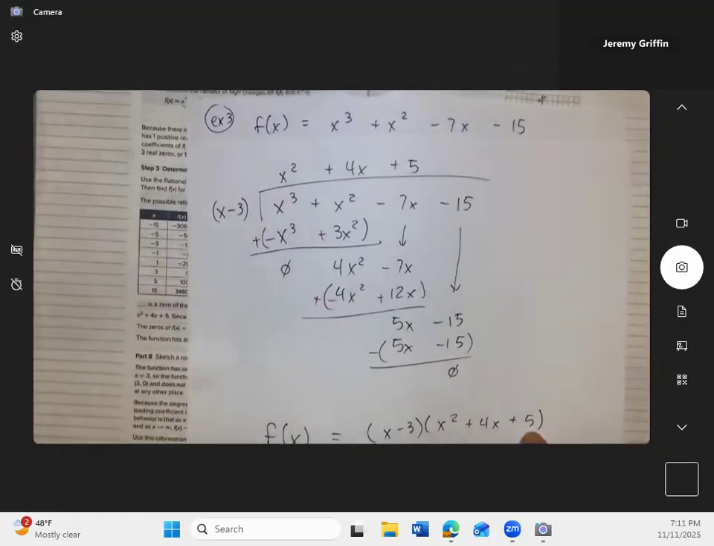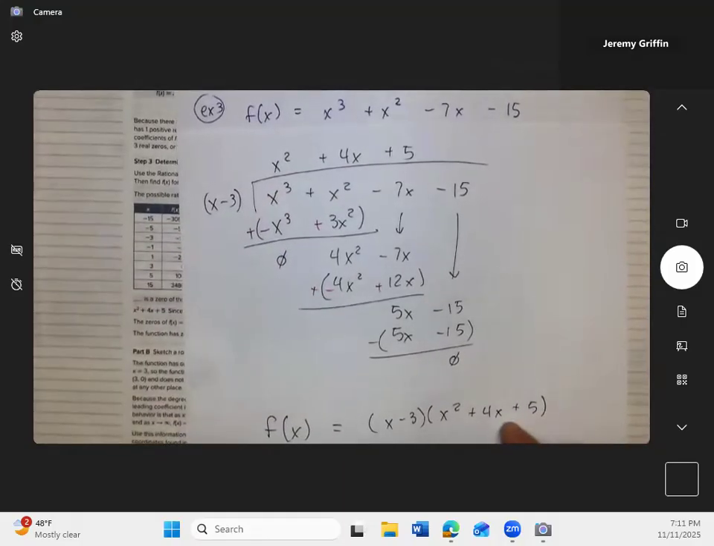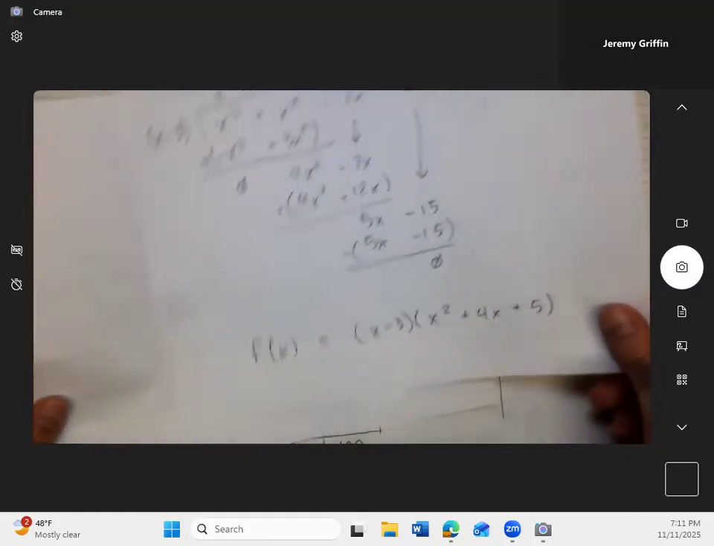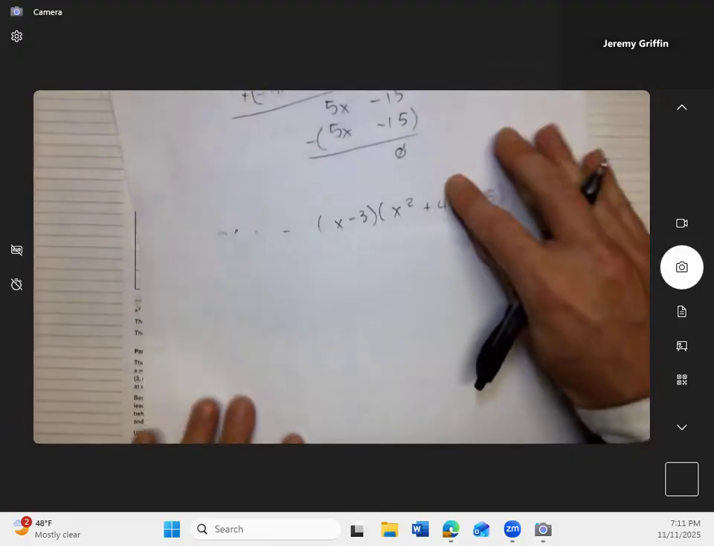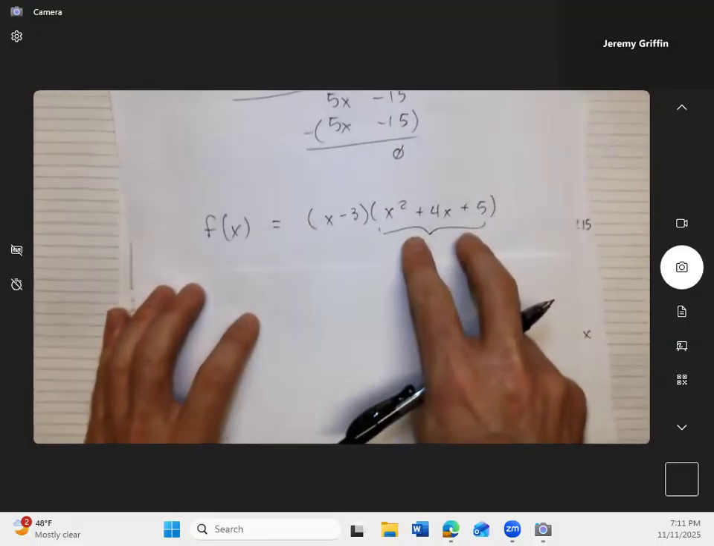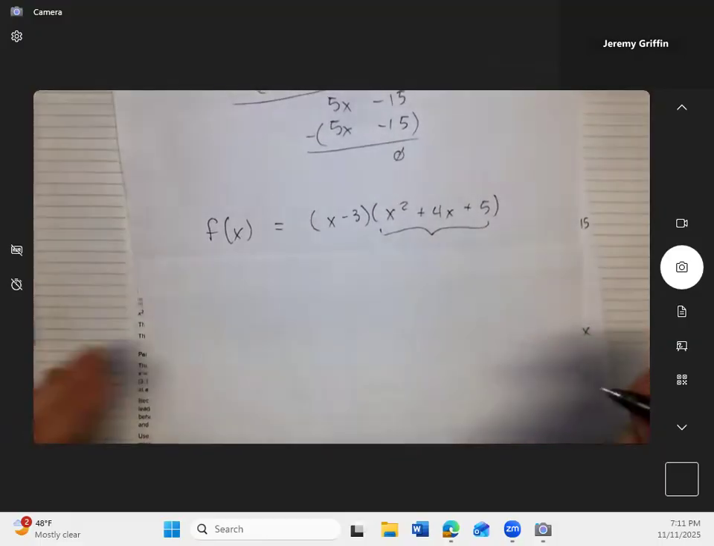Now, are there two numbers that multiply to 5 and add to 4? Nah, I don't think so. Right? I could use the quadratic equation. Let me try the quadratic equation on this, to try to factor this. So I'm just looking at this part right here saying, can I get some zeros out of this? And they might be imaginary.